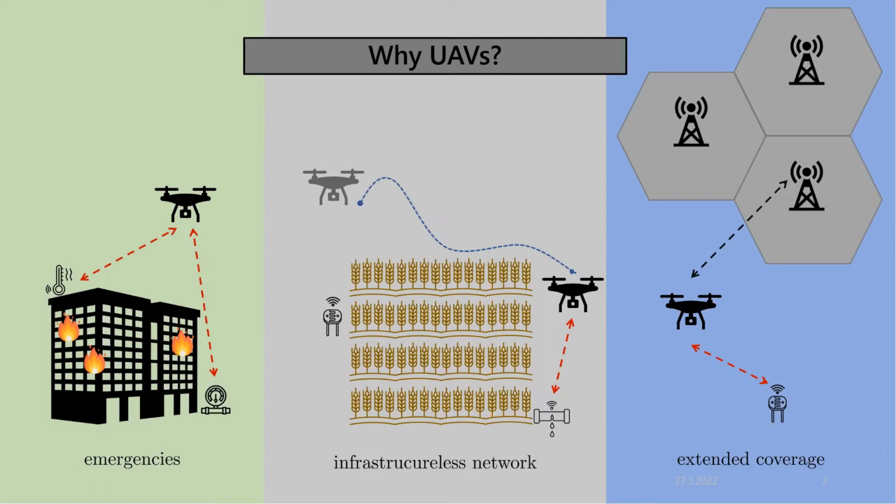And the last one is extending the coverage. This is a different way of doing relaying. You see that the sensor is outside the coverage area of the cellular network. So to use the same services, one thing you can do is use a UAV as a relay.